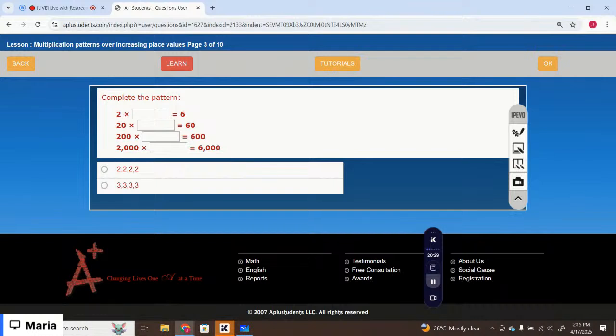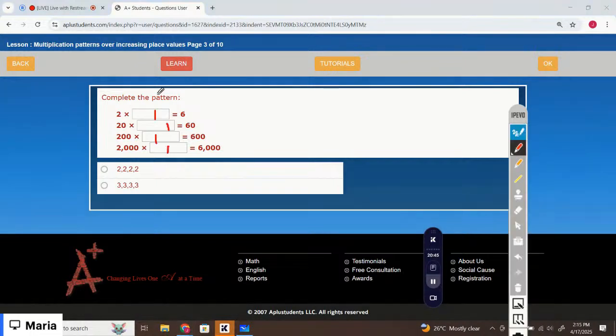Complete the pattern. 2 times the missing number is 6. 20 times the missing number is 60. 200 times the missing number is 600. 2 times 3 is 6. 20 times 3 is 60. 200 times 3 is 600 and 2000 times 3 is 6,000. Option number 2 is the correct option.